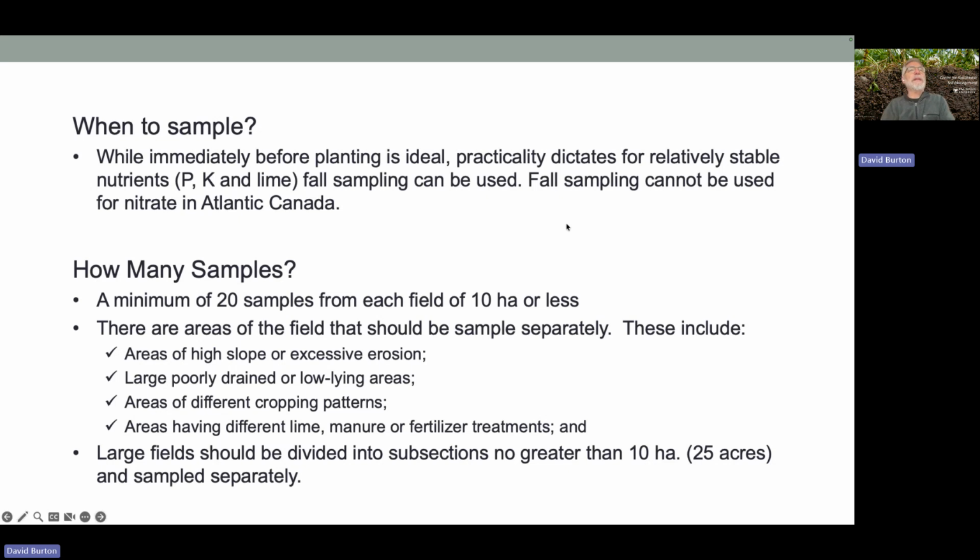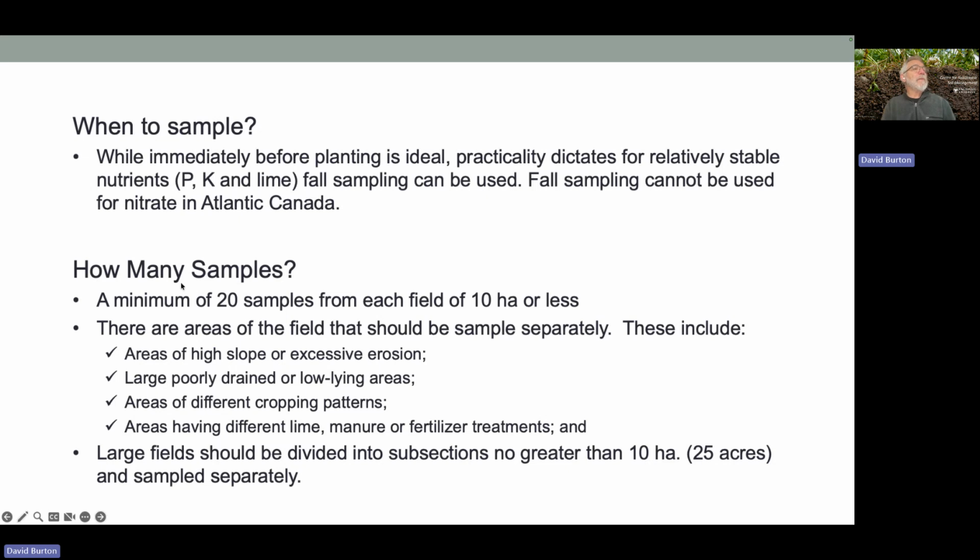One note though, in Atlantic Canada at least, if you're sampling for nitrate, do not sample in the fall because most of that nitrate is going to be lost. If you're trying to track nitrate, sample it in the spring. The one time where we do fall nitrate sampling in Atlantic Canada is when we want to monitor how much nitrogen was left over from the previous crop as a way of assessing how well our nitrogen management program was working.